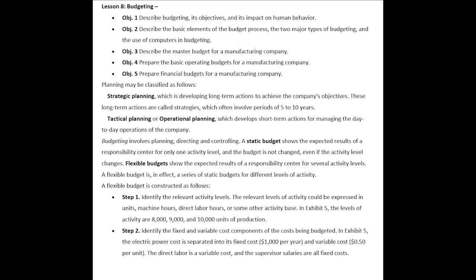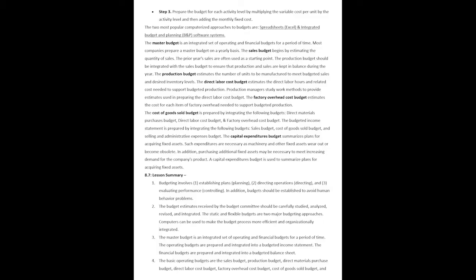A flexible budget is constructed as follows. Step 1. Identify the relevant activity levels. The relevant levels of activity could be expressed in units, machine hours, direct labor hours, or some other activity base. Step 2. Identify the fixed and variable cost components of the costs being budgeted. Step 3. Prepare the budget for each activity level by multiplying the variable cost per unit by the activity level and then adding the monthly fixed costs.